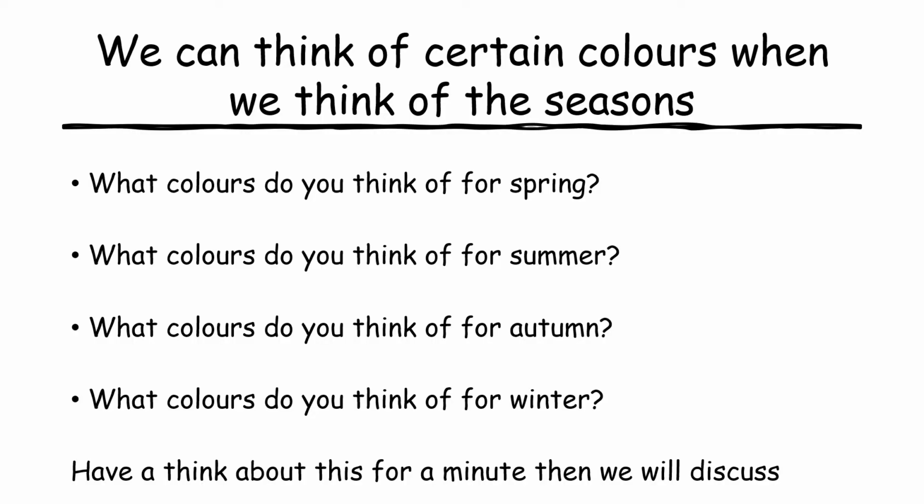So sometimes we can think of certain colours when we think of the seasons. So I just want you to consider a few things. What colours do you think of for spring, for summer, for autumn, and for winter? And I really want you to have a think of those because we're going to have a live lesson later on and we're really going to be discussing all about the colours surrounding the seasons.